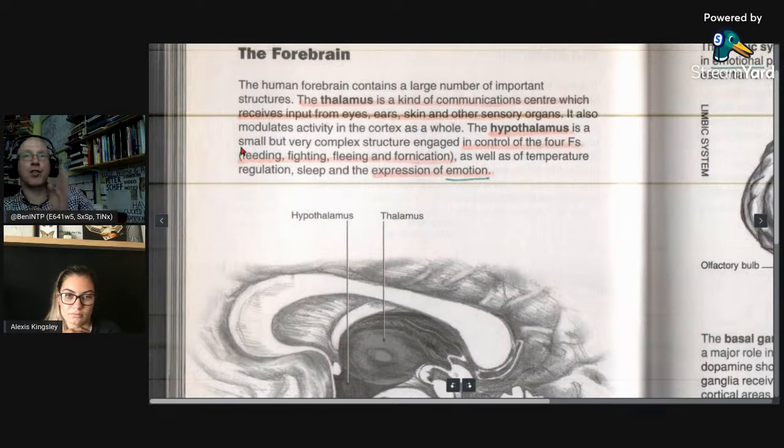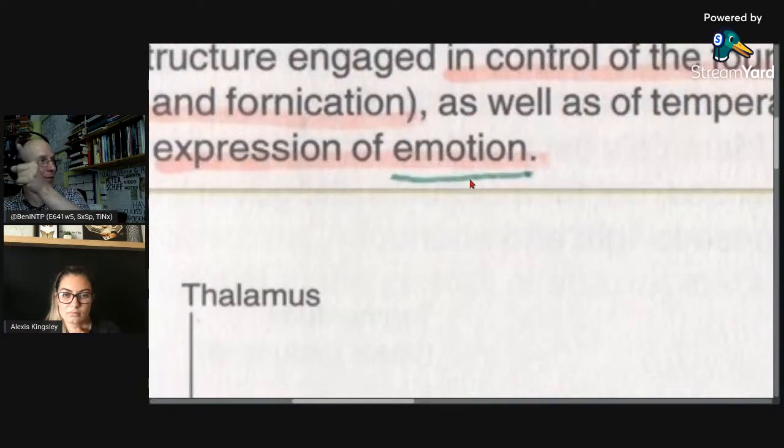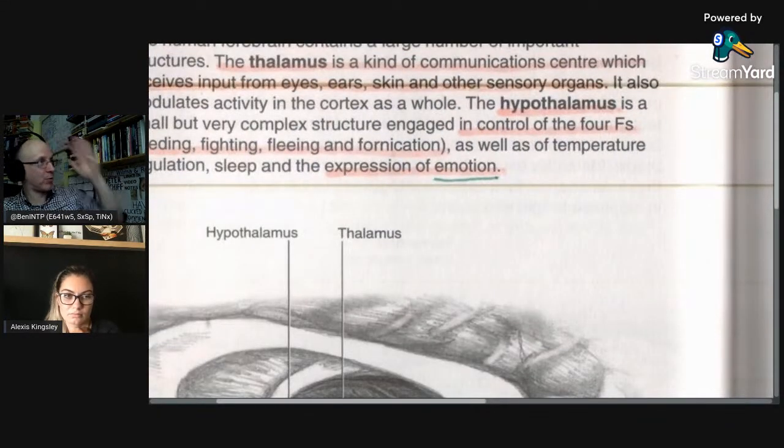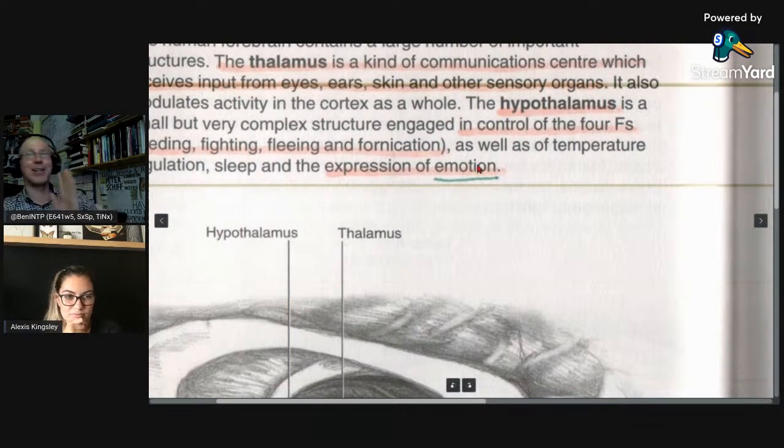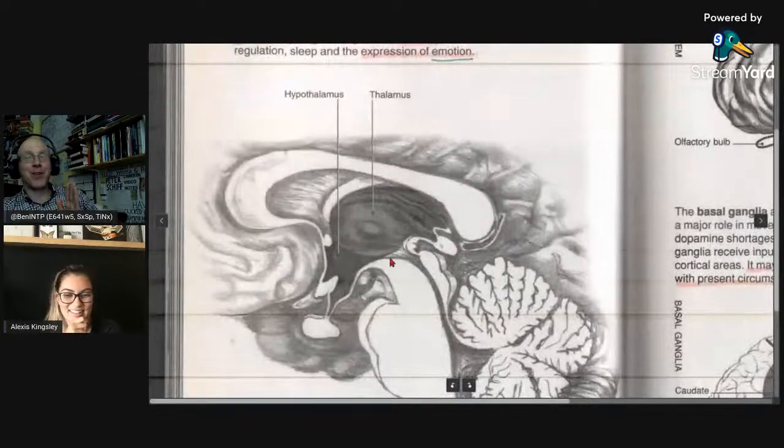The hypothalamus is a small but very complex structure engaged in the control of the 4 F's. Feeding, fighting, fleeing, and fornication, as well as temperature control, sleep, and the expression of emotion. This complex relationship between emotion, which I see as more primitive, and let's say that dogs have emotions but not feelings, although some dog owners, guardians, might disagree with me, because there is that movement now for dog owners to call themselves guardians.